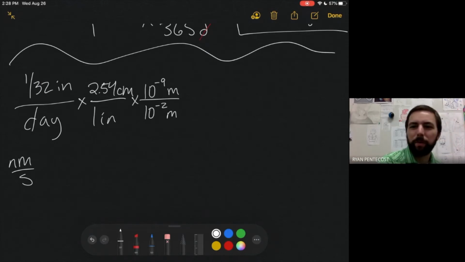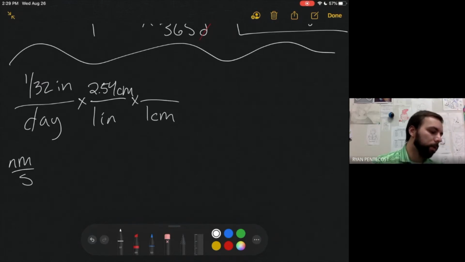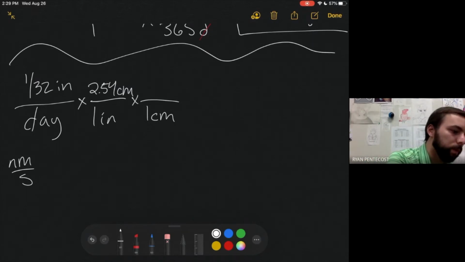This isn't really going to work in unit analysis, though, is it? Because then the centimeters and meters. All right. Change of plans. We'll stick with centimeters. So 1 centimeter. There are 10 to the 7th nanometers in a centimeter, I believe. Let's double check. Yep, 10 to the 7th nanometers in a centimeter. I was right.